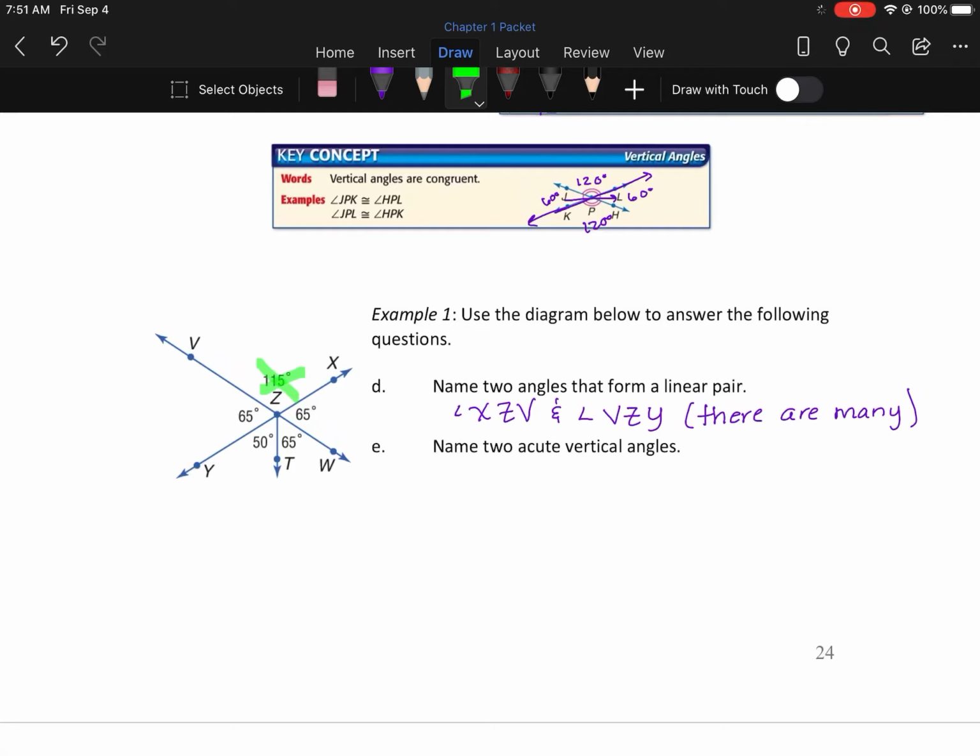But vertical means they have to be opposite each other. So I'm going to go ahead and pick those two. I'm going to do angle VZY and angle XZW.